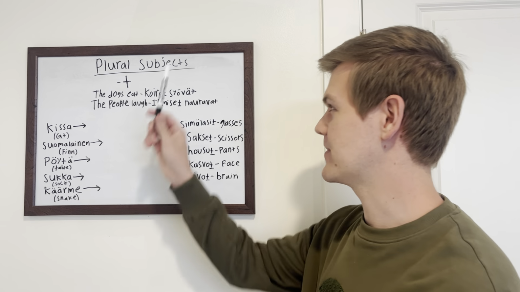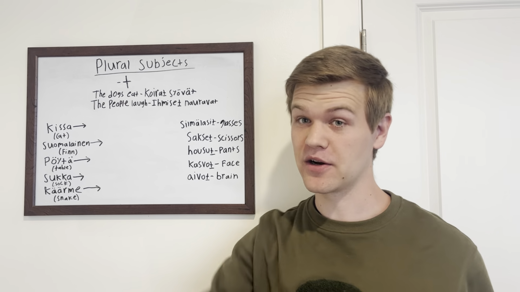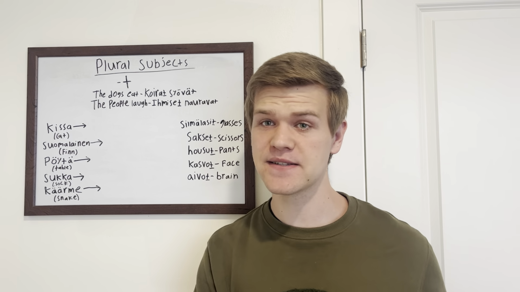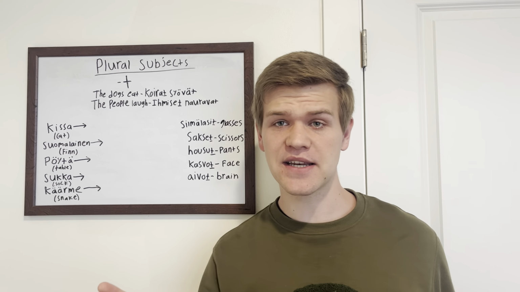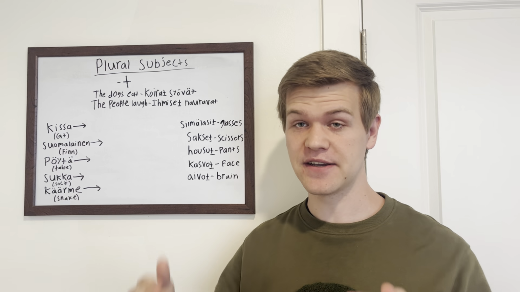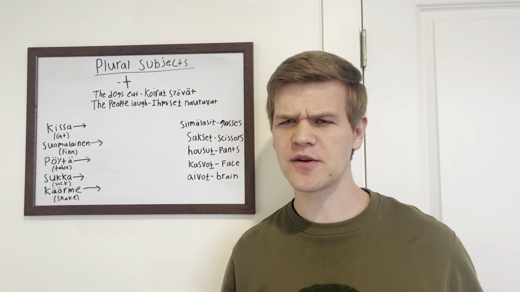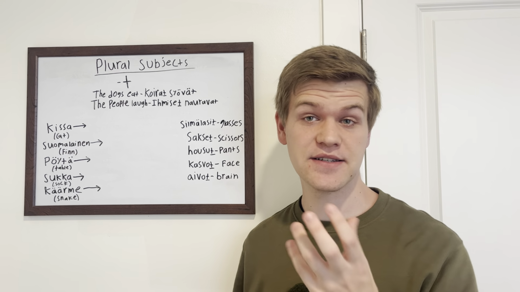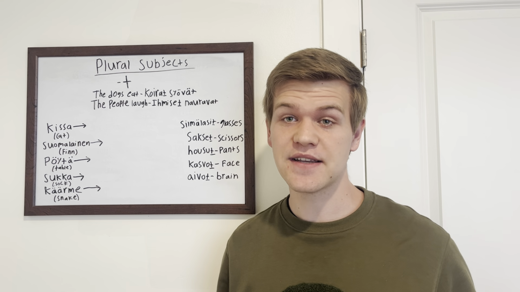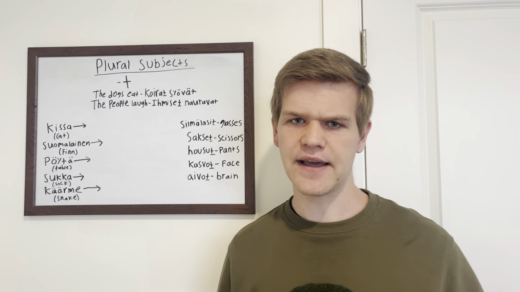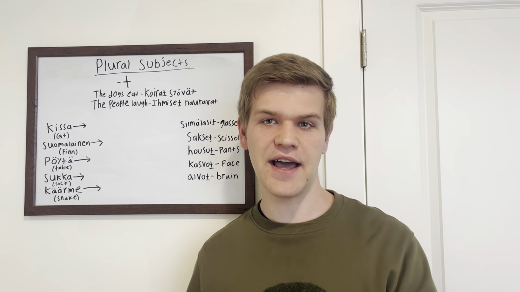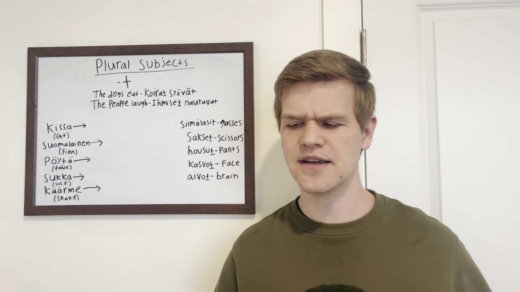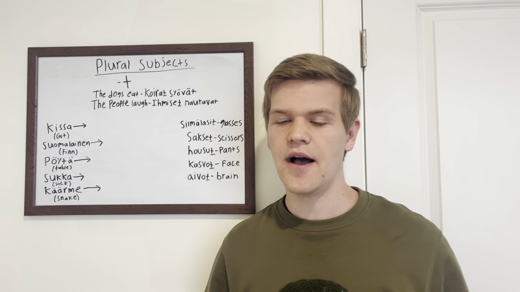Today we're going to be talking about making subjects plural. The reason I specify subjects is because when we have an object in a sentence, something that is having something done to it, plurals are going to work a little bit differently. Subjects in Finnish are the thing that's doing something. Like in the sentence "I eat an apple," I would be the subject, apple would be the object.